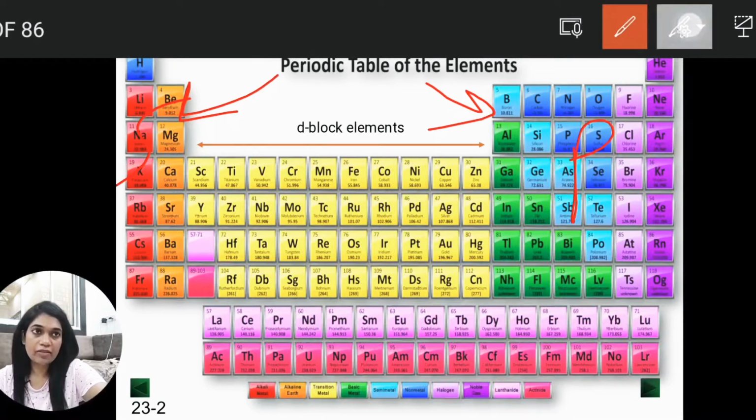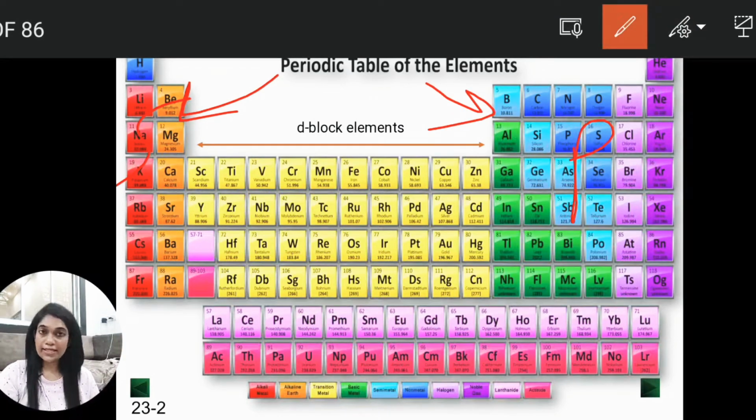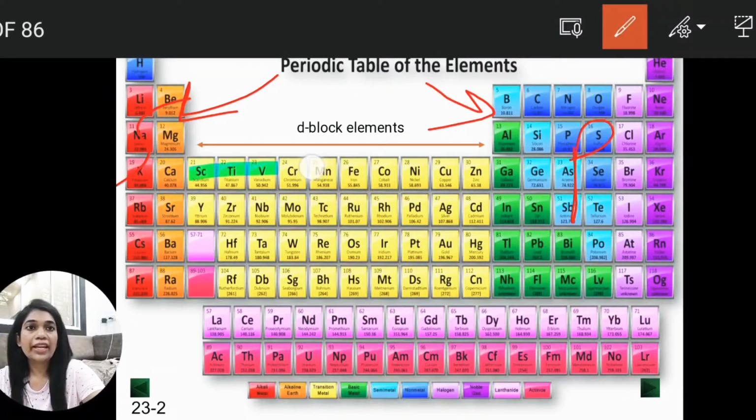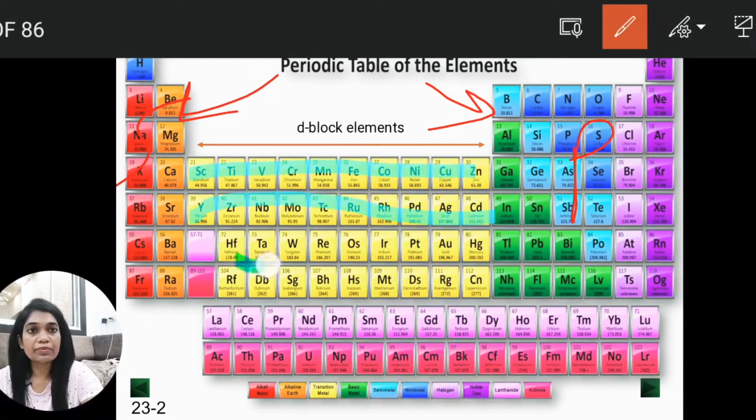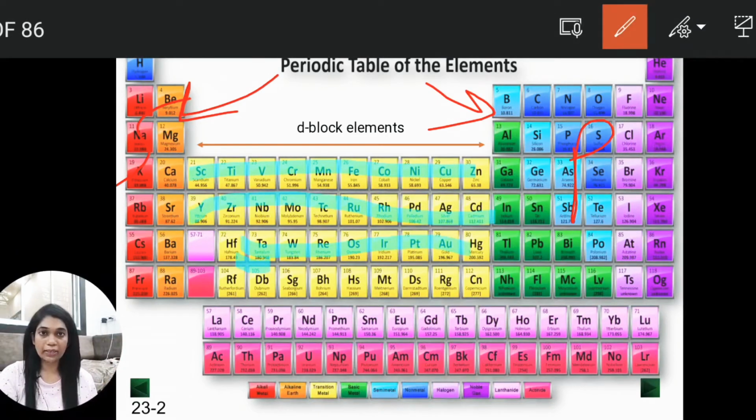Now let's see which elements are present in the d block. From scandium to zinc, this is called the 3d series. From yttrium to cadmium, this is called the 4d series. Lanthanum and actinium, we will study under f block elements. So from hafnium to mercury, this is the 5d series, and from rutherfordium to copernicium, this is called the 6d series. They are all d block elements.